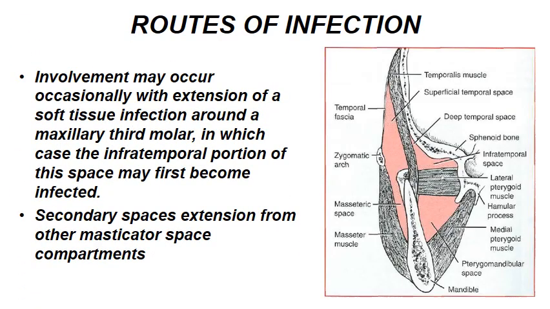As previously mentioned, these spaces are regarded as secondary spaces. They do not receive the infection first from the offending tooth, but usually involvement of the maxillary third molar will lead to infratemporal space infection, and in turn the infratemporal space infection will spread further to the deep temporal and superficial temporal spaces. Also, involvement of other masticator spaces like the pterygomandibular and the masseteric space might lead to secondary involvement of the temporal space.